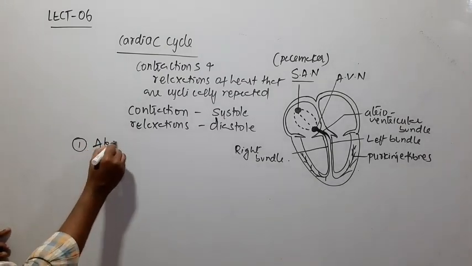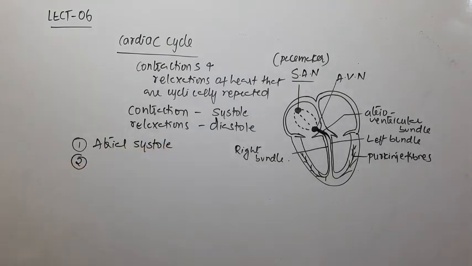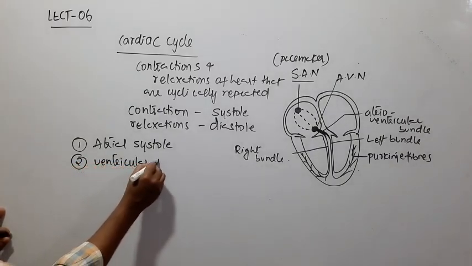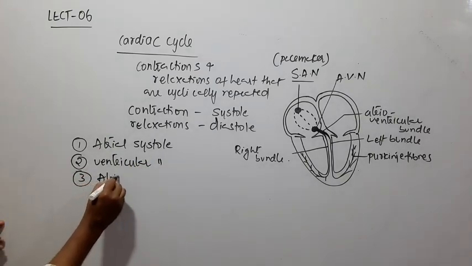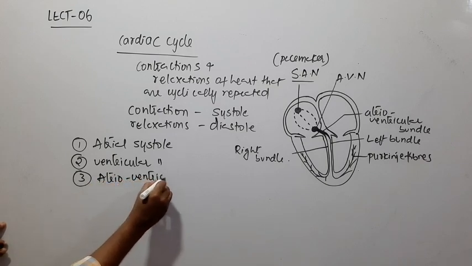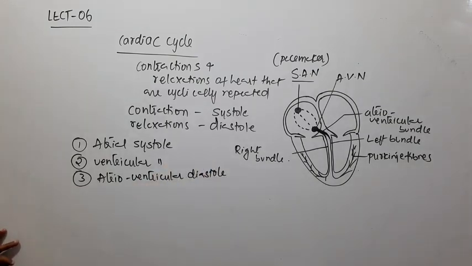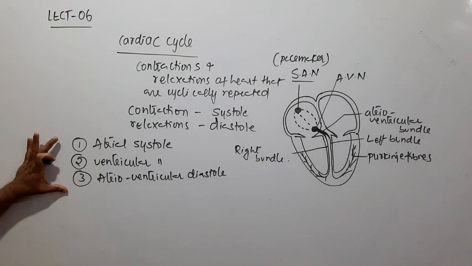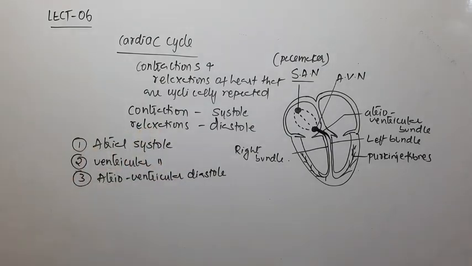The first one, atrial systole, the second one, ventricular systole, and the third one I'll mention as atrioventricular diastole. So in total we have atrial systole, ventricular systole, and atrioventricular diastole. What did I mention? Systole means contraction, and diastole means relaxation.